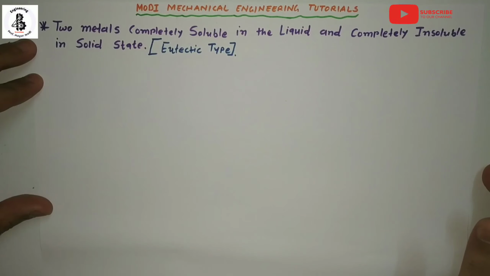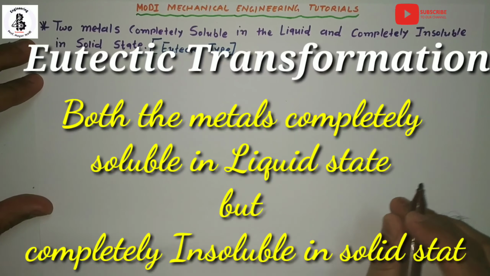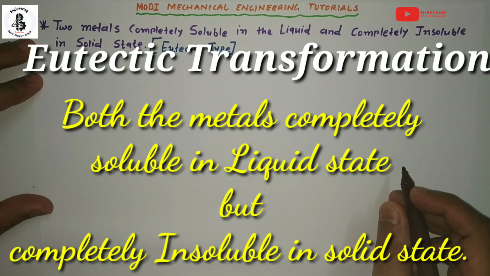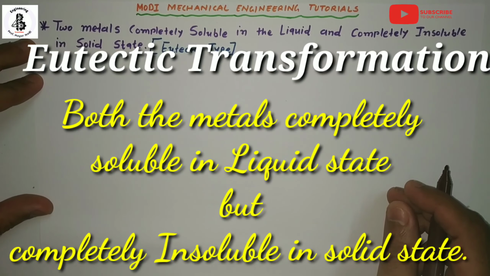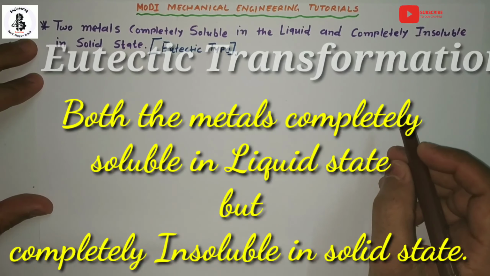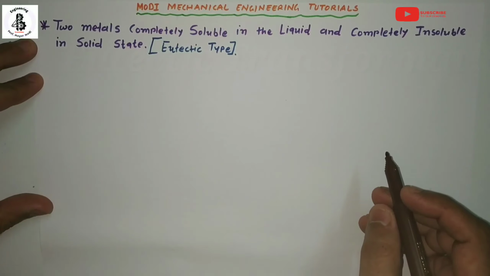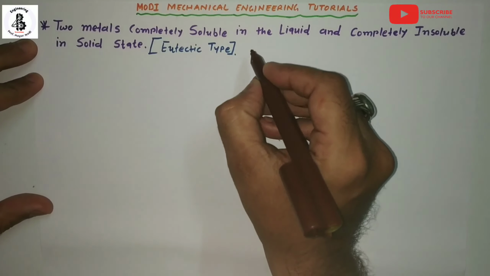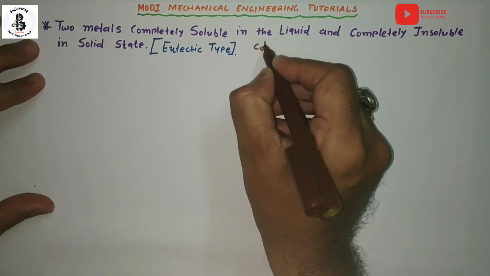In this video I would like to explain two metals which will be completely soluble in the liquid state and completely insoluble in the solid state. That will be nothing but the eutectic type of transformation. In this video I would like to take an example of cadmium and bismuth.